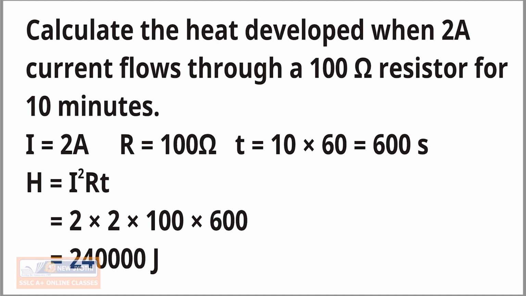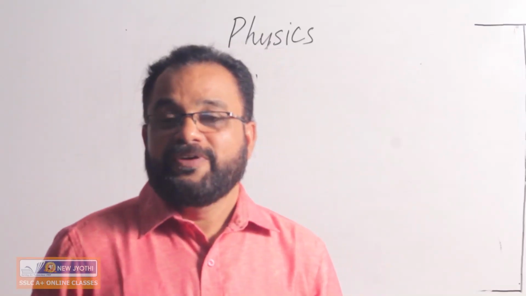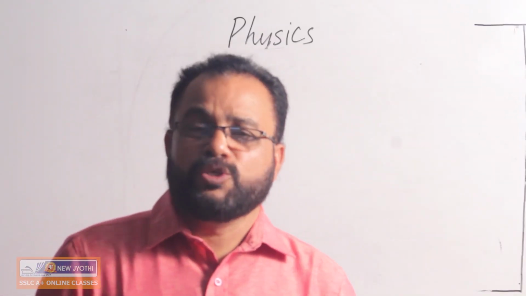So here I, R and T are given, so we can use the equation H equals I squared RT. Substituting the values, I is 2, so 2 into 2, I square, into 100 into 600, which gives 2,40,000. So we can go to the next question.